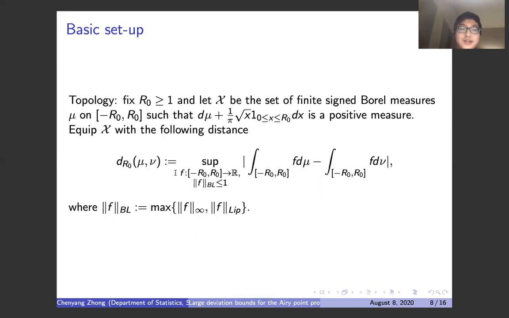Okay, so now we can define the topology of our large deviation. We first fix R0 greater than or equal to 1, and we let X be the set of finite signed Borel measures mu on this interval, such that this measure is a positive measure. We also equip X with this distance. The distance is closely related to weak convergence on this finite interval -R0 to R0.